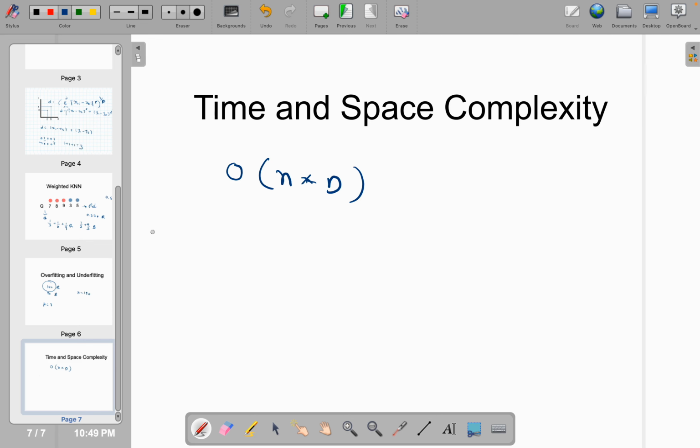So the training time complexity would be order of 1, because KNN is not training anything, it is just storing your samples, right? Okay, so now let's look at prediction time or inference time.